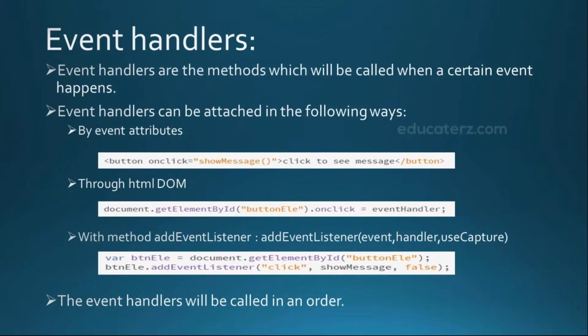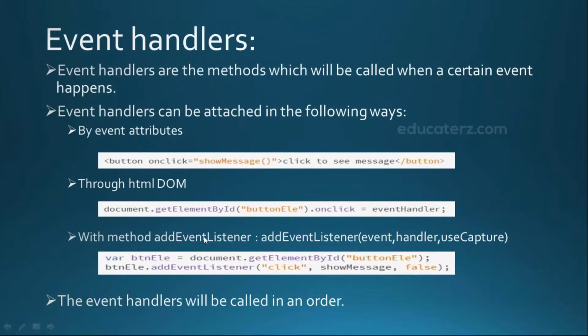The second is through the HTML DOM. How can we do this? First we take the reference of the HTML element and then add the event handler to the onClick property, or any event type property, of that DOM element. So this is the second way of binding event handlers.